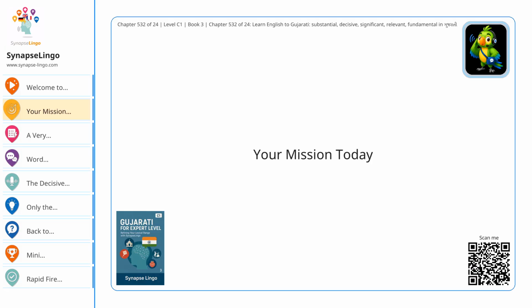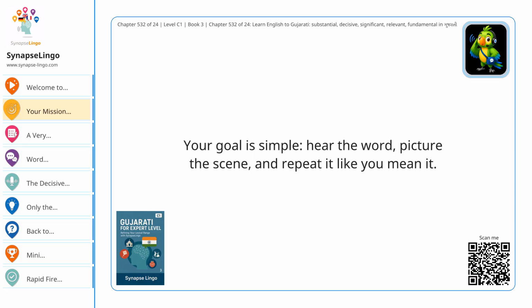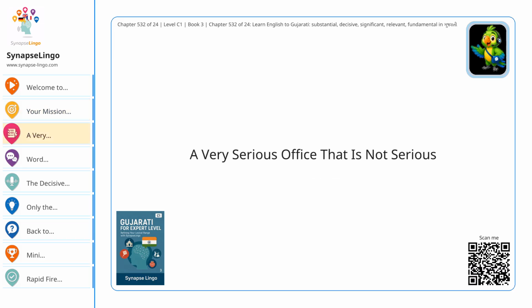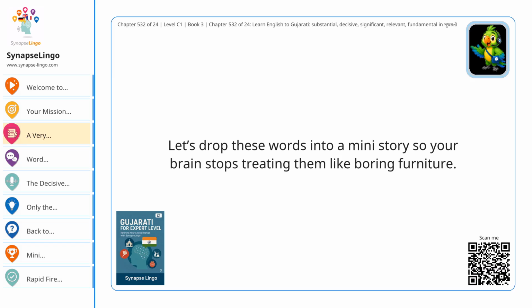Your mission today. Your goal is simple. Hear the word, picture the scene, and repeat it like you mean it. If needed, use dramatic eyebrows. Substantial equals Mahatvapurn. Decisive equals Nirnayak, significant equals Mahatvapurn, relevant equals Sambandhit, fundamental equals Moolbhoot. A very serious office that is not serious. Let's drop these words into a mini story so your brain stops treating them like boring furniture.